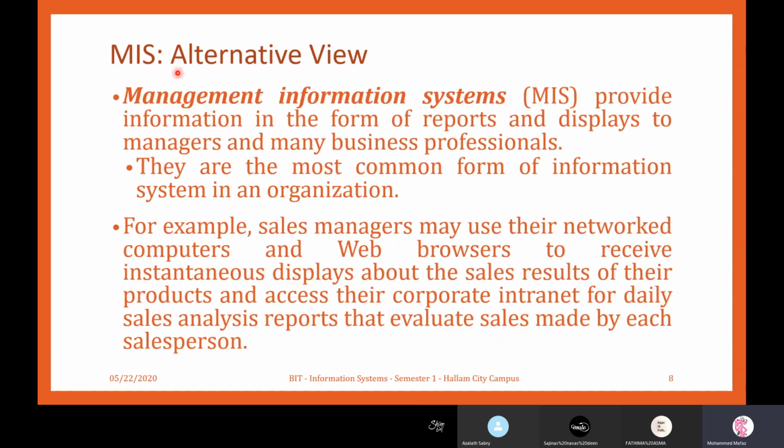Okay, another explanation for MIS. MIS provide information in the form of reports and displays to managers and many business professionals. They are the most common form of information system in an organization. So an example is given. Sales managers may use their network computers and web browsers to receive instantaneous displays. Instantaneous means something that is happening at the moment. So they can use these things to get information about the sales results of their products and access their corporate intranet for daily sales analysis reports that evaluate sales made by each salesperson. So this is a simple example.